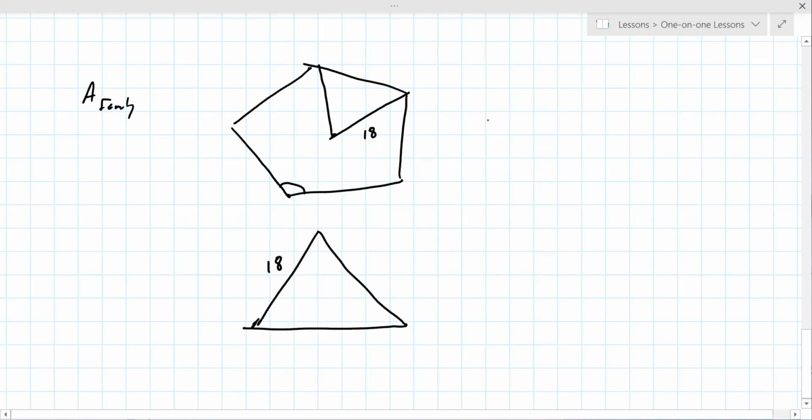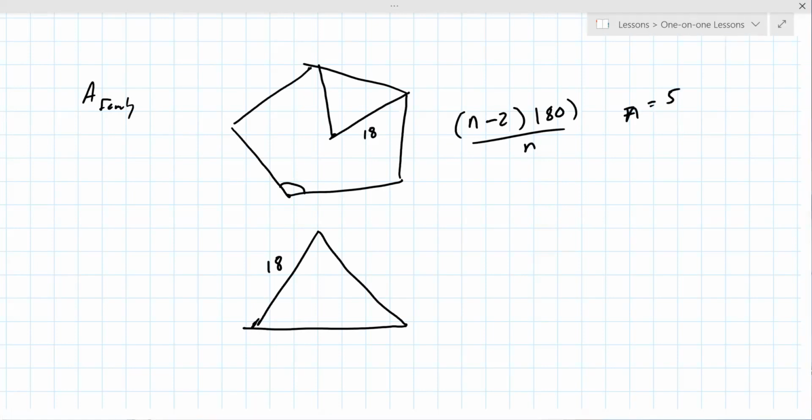And if you were to use this formula again, n minus 2 times 180 over n, where n equals 5, okay? I think you get 108, but let me just check that. So it's 3 times 180 divided by 5. Yep, you get this angle is 108 degrees. So that means that's doubling up here. So this is 64 degrees.